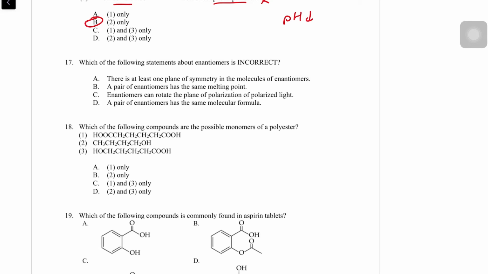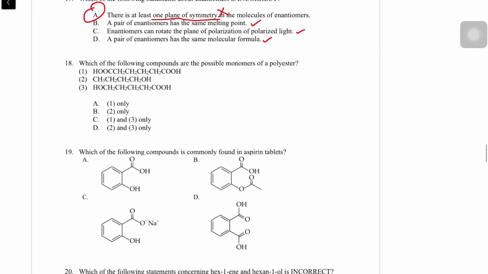17, about enantiomers, which is incorrect. Enantiomer means mirror image. There is at least one plane of symmetry in the molecule? No. The characteristic of enantiomers is that they do not have a plane of symmetry. Second, they have the same melting point. Yes. They can rotate plane-polarized light. Yes. A pair of enantiomers has the same molecular formula. Sure. So the answer is A.